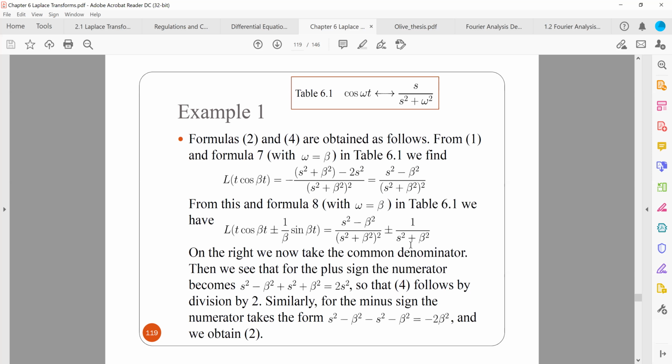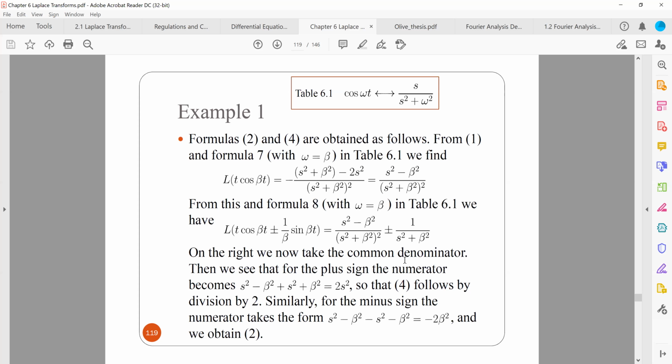When you add them, I hope you can see this clearly, because this has a squared in here, we will preserve this term in the sum, it will be s squared minus beta squared. And because this is only s squared plus beta squared, this up here will be s squared plus beta squared. So you end up with s squared minus beta squared plus s squared plus beta squared in your numerator, and the beta squareds cancel out, so you end up with 2s squared over s squared plus beta squared squared.